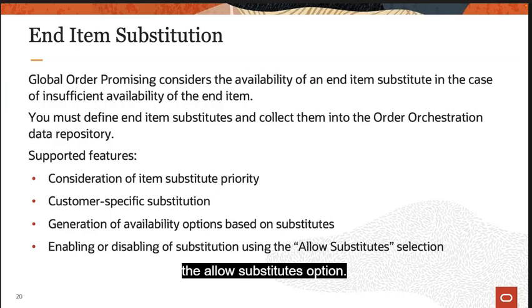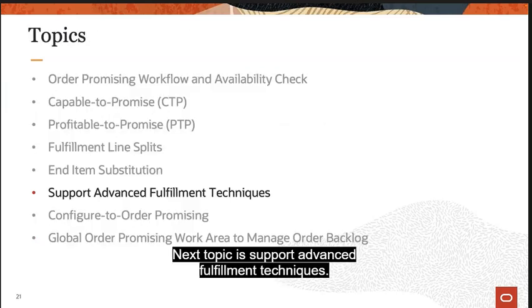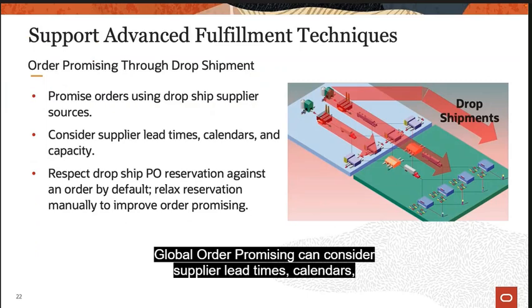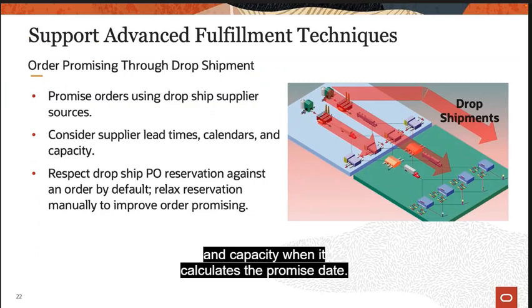Next topic is Support Advanced Fulfillment Techniques. With order promising through drop shipment, you can promise orders using dropship supplier sources. Global order promising can consider supplier lead times and calendars, and calculates the promise date. By default, it also respects the dropship purchase order reservation against an order, but you can manually relax that reservation when you need more flexibility to improve promising results.